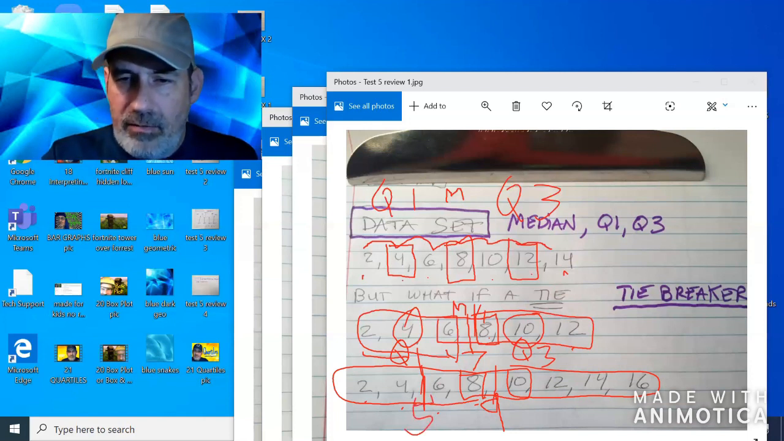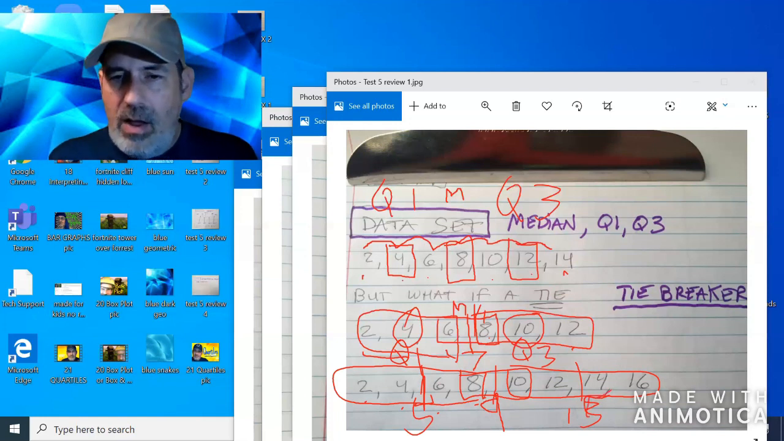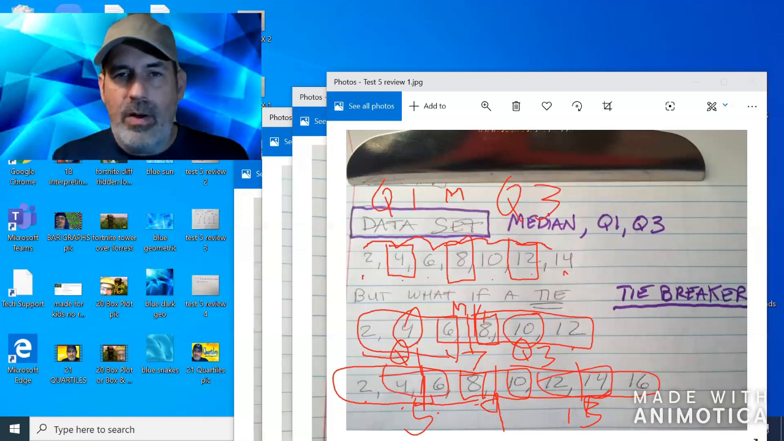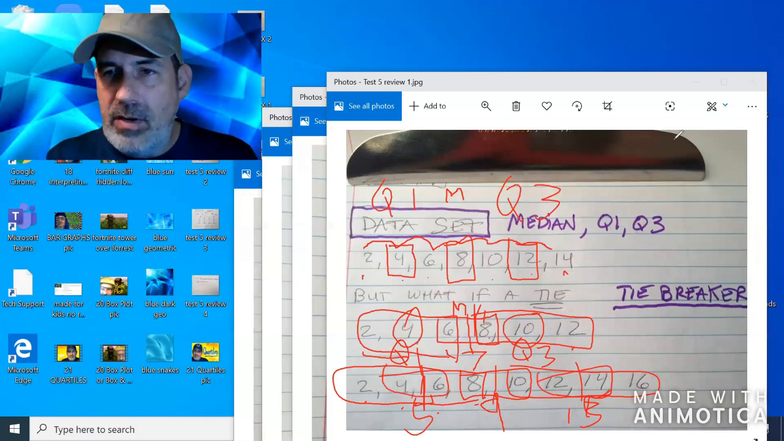Over here, 10, 12, 14, 16. The halfway point right here is 15. Okay? It's a 5. All right, it's really messy, but you see how you break the ties? So technically that was a tie and this was a tie. All right, that's what I wanted you to know.